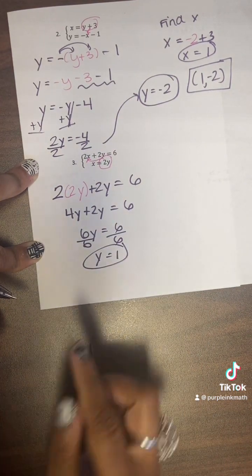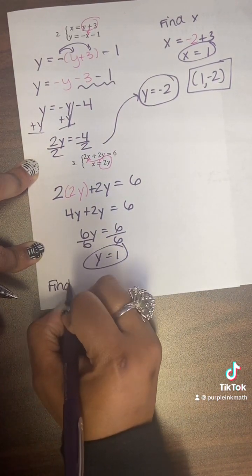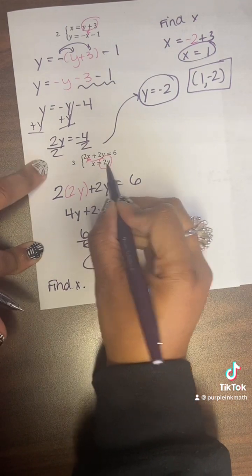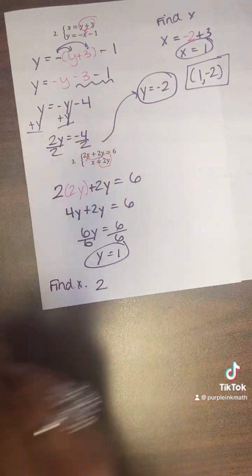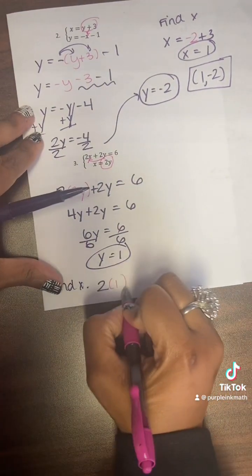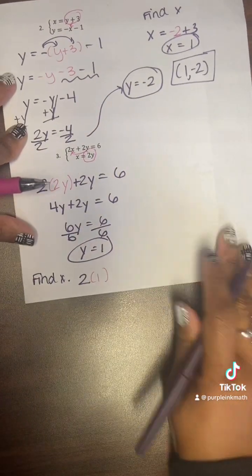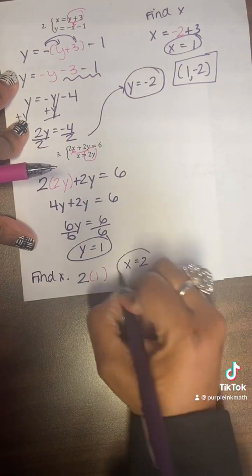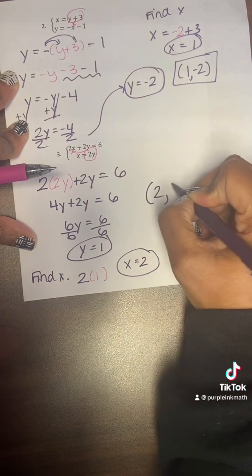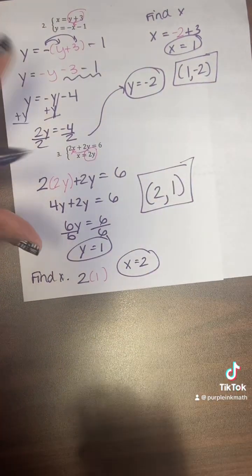Now I need to find x. Well, they told me that x equals 2 times y. So guess what? We just found y. So that's 2 times 1. So x is equal to 2. So x is 2, my y is 1. So this is my point of intersection.